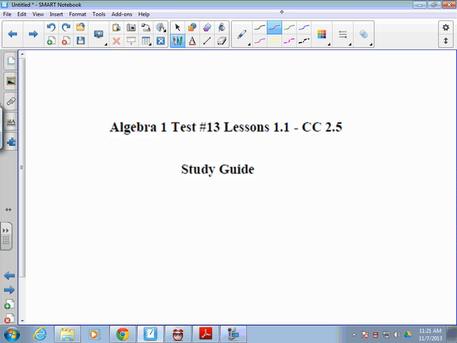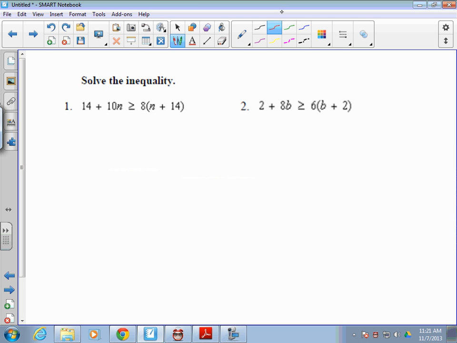Algebra 1, test number 13. It's our study guide. We're solving inequalities. Number 1, 14 plus 10n is greater than or equal to 8 times n plus 14.